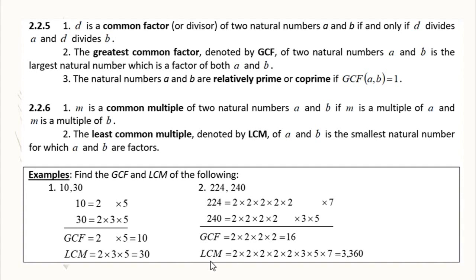Now, in finding the LCM, atong i-bring down ang mga common and then ang mga sobra atong i-apil. So, 2 times 2 times 2 times 2 times 2 times 3 times 5 times 7, that is equal to 3,360. So, that is how you find the LCM. So, the LCM of 224 and 240 is 3,360.